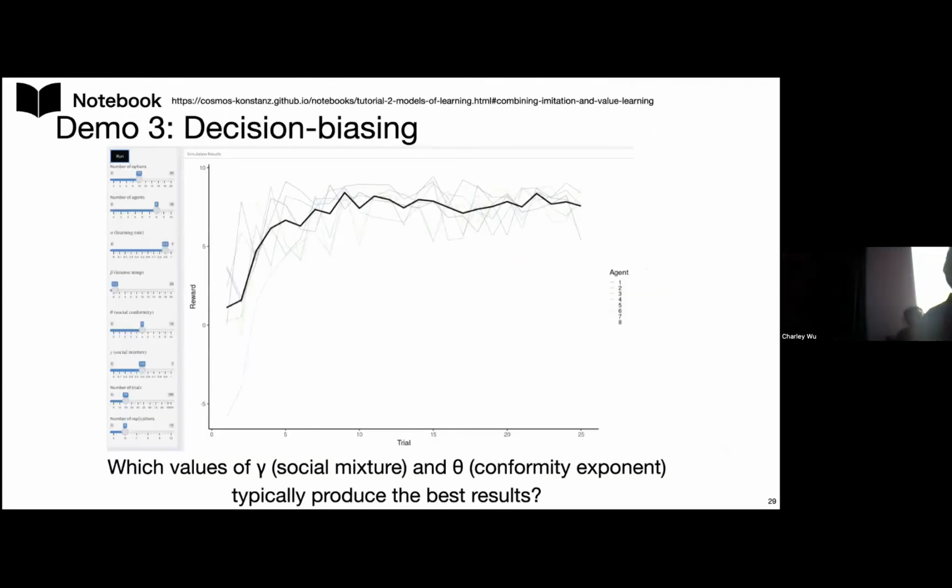To see what happens if these are more mixed social learning, or decision-biasing type of social learning, let's play the next demo 3, and see what kind of behavior would emerge with different parameters, especially changing the gamma parameter, which is introduced.